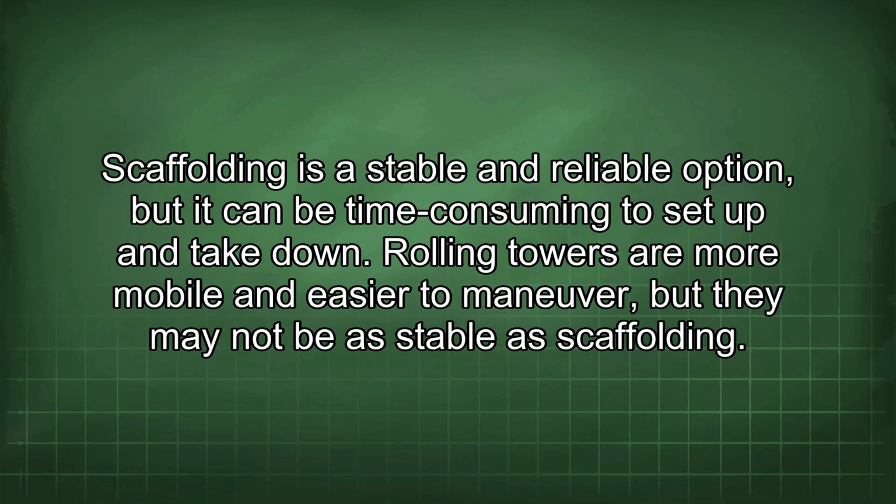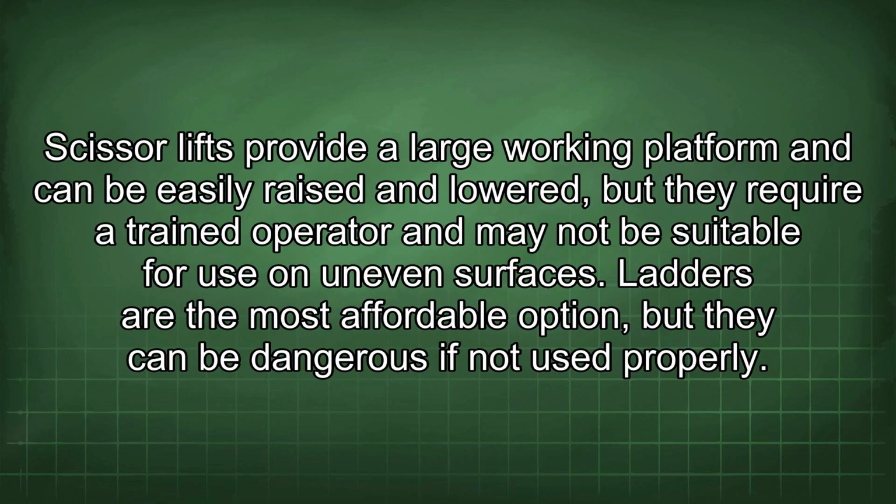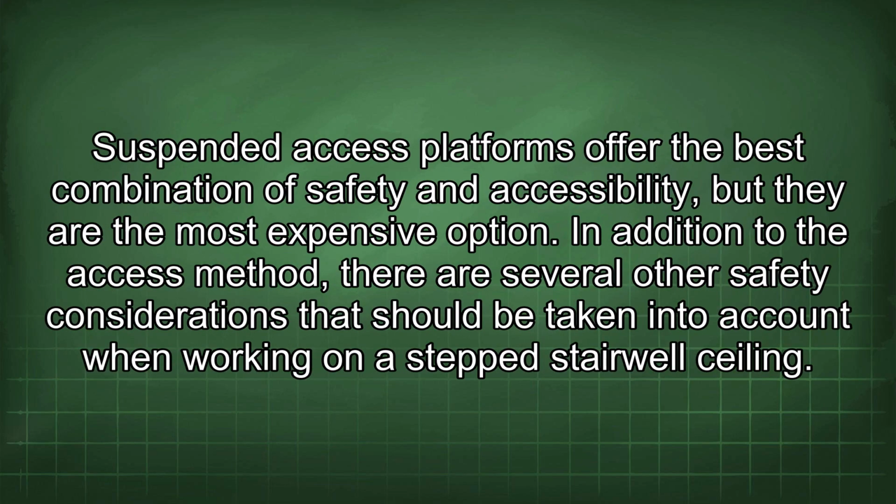Scaffolding is a stable and reliable option, but it can be time-consuming to set up and take down. Rolling towers are more mobile and easier to maneuver, but they may not be as stable as scaffolding. Scissor lifts provide a large working platform and can be easily raised and lowered, but they require a trained operator and may not be suitable for use on uneven surfaces. Ladders are the most affordable option, but they can be dangerous if not used properly. Suspended access platforms offer the best combination of safety and accessibility, but they are the most expensive option.